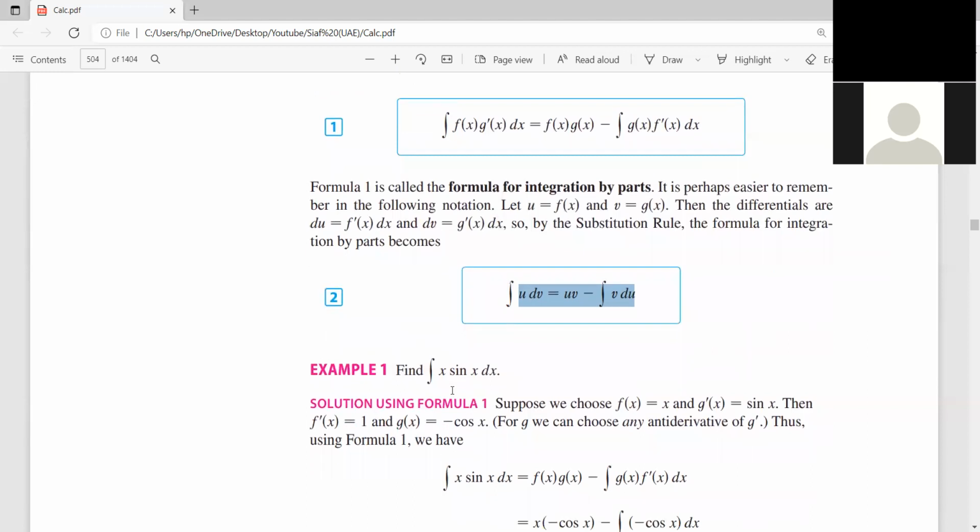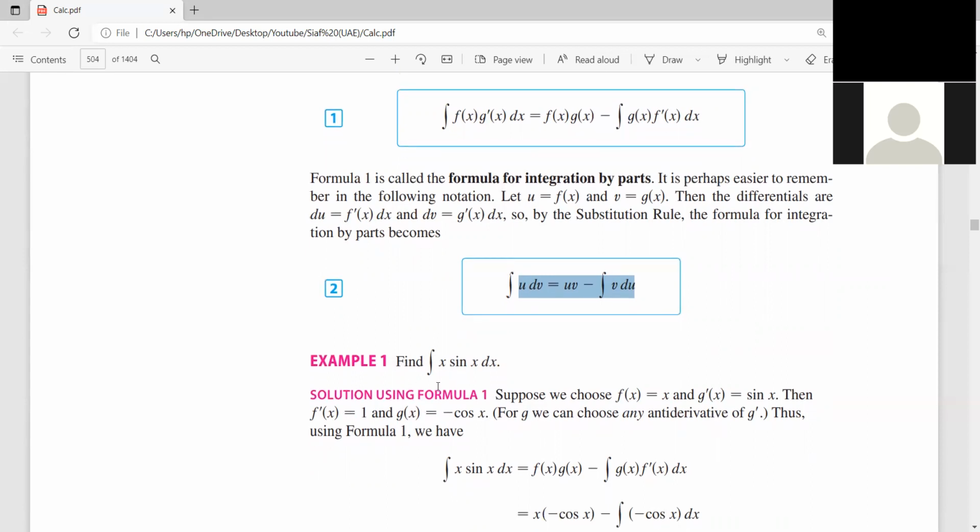Okay, so we are going to start with question number 1. Question number 1 is find the integral of x sin x dx. This symbol is for integration. Now we have two functions, x and sin x dx is another function. We have to decide which one should be f of x and which one should be g dash of x. So let me write down the question here.